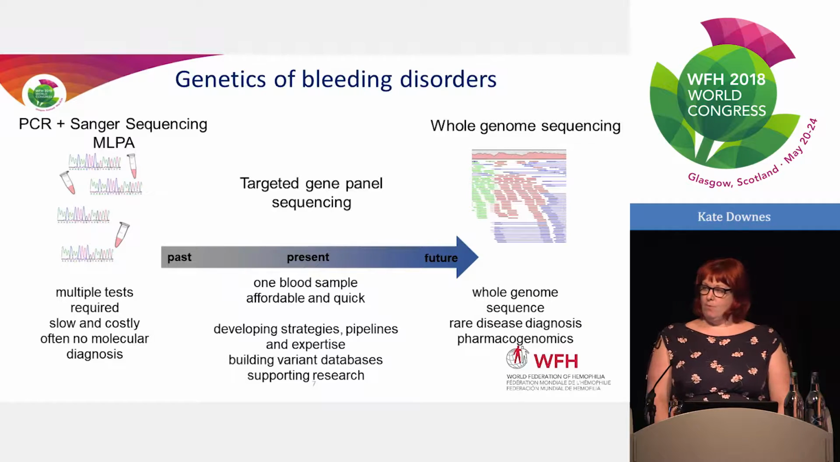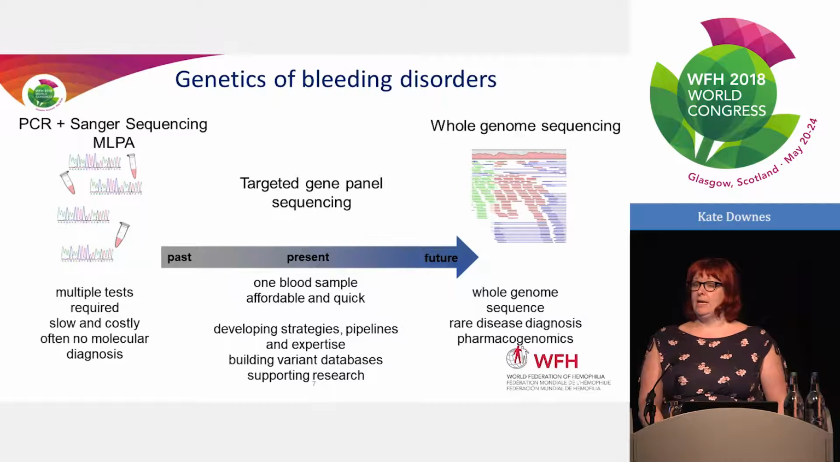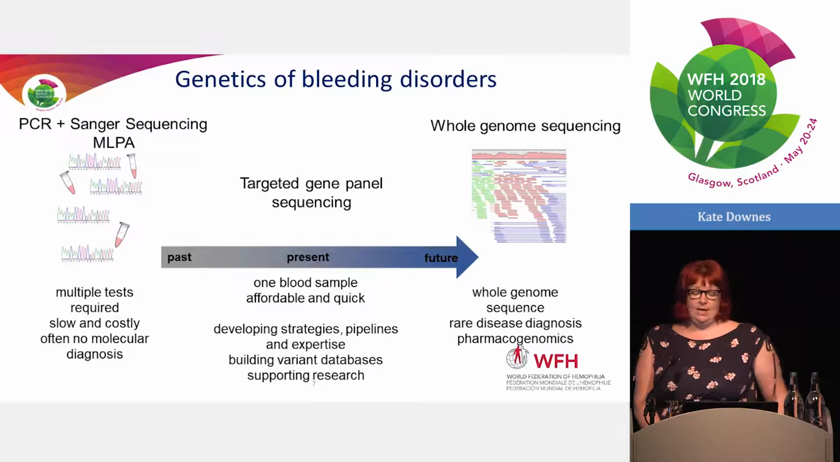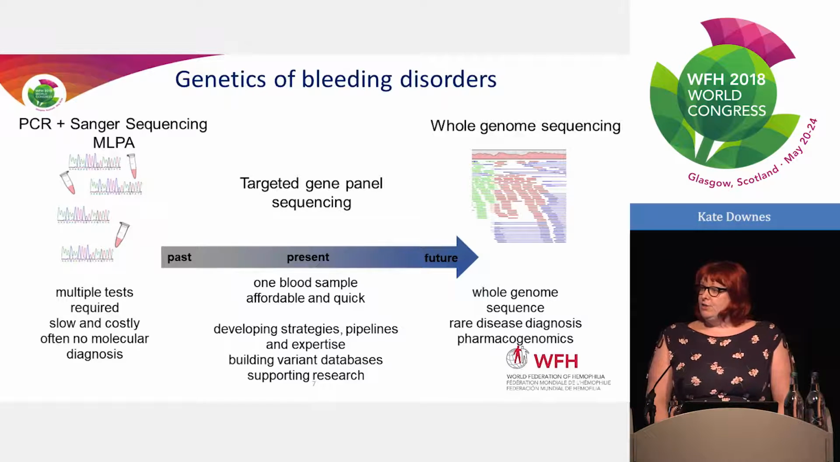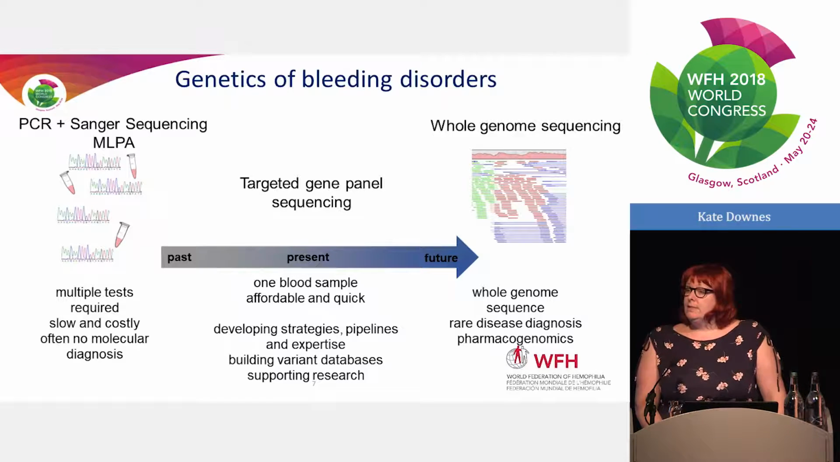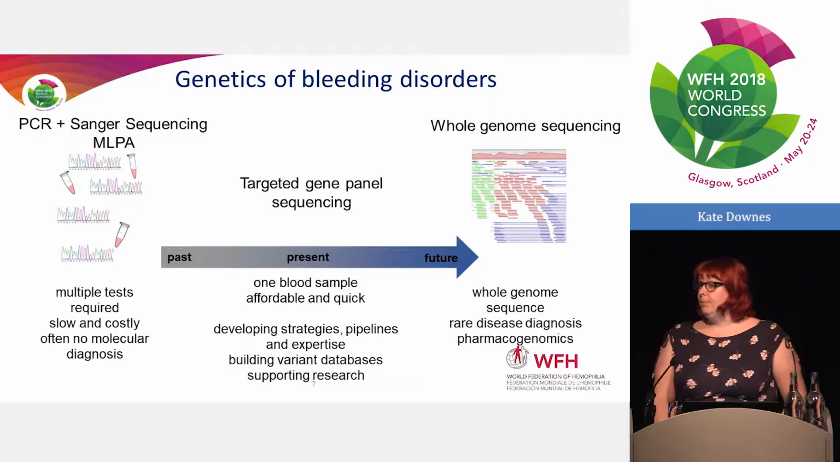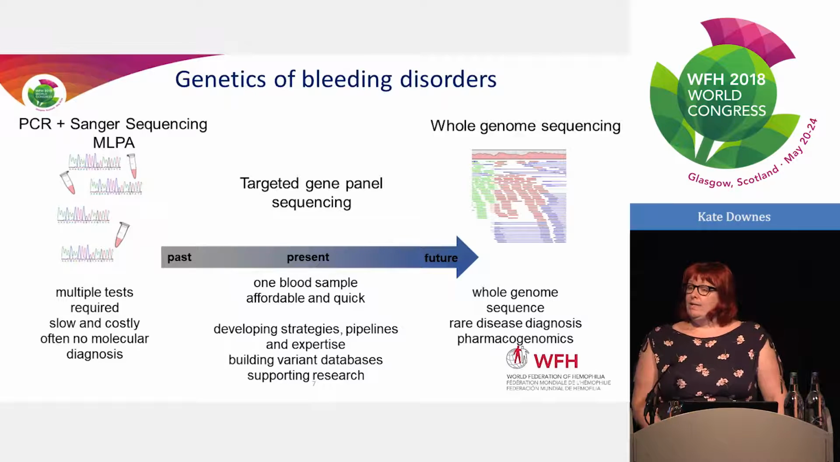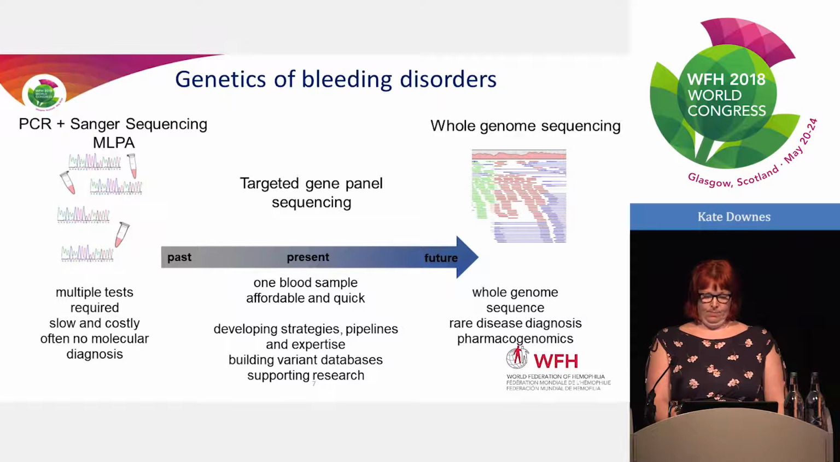So at the moment, and for the last few years, we've been using targeted gene panel sequencing. And the advantage of this is that we can take one blood sample and we can sequence lots of genes at the same time. And this has allowed us to diagnose patients with these disorders. We've also been able to use this opportunity to develop strategies, pipelines and expertise that we can directly transfer to when we're doing whole genome sequencing routinely in patients in the future.